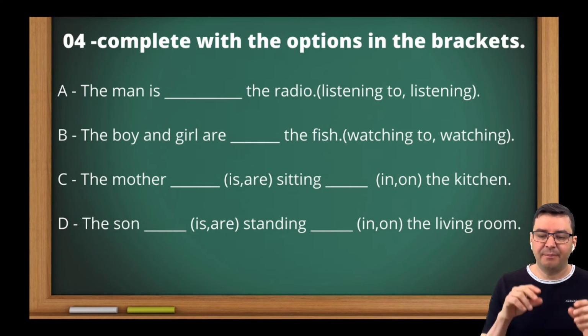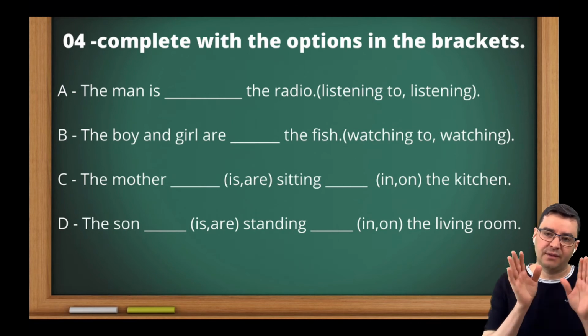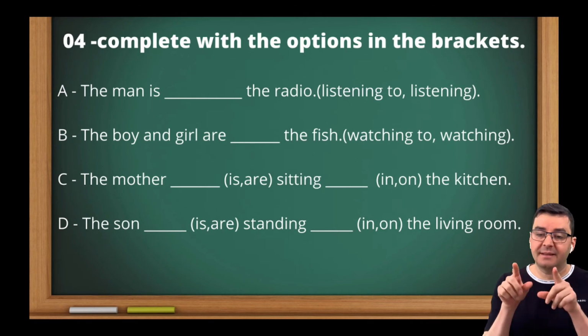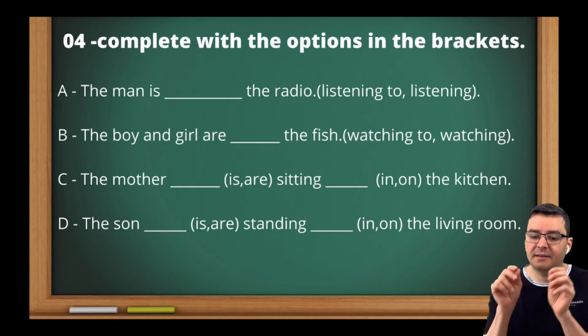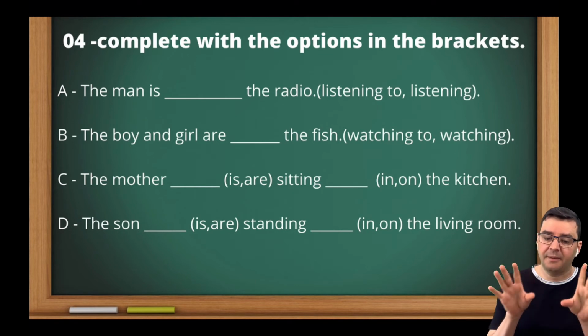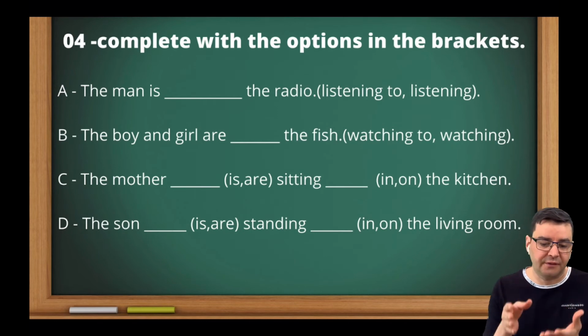A, the man is the radio. Então, você vai completar com o que está no parênteses, in the brackets. Então, the man is listening to the radio. The man is listen the radio. Okay? B, the boy and girl are watching to the fish. The boy and girl are watching the fish.